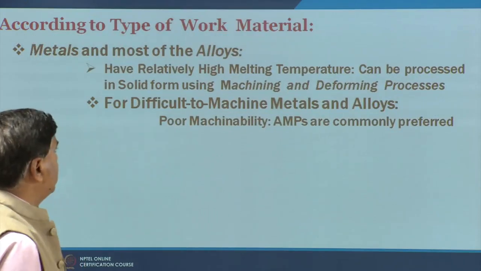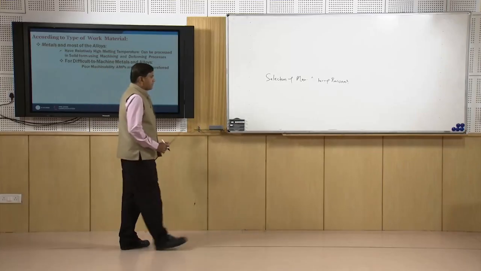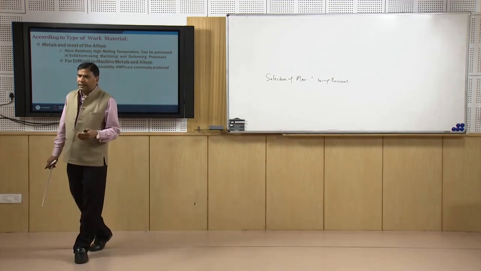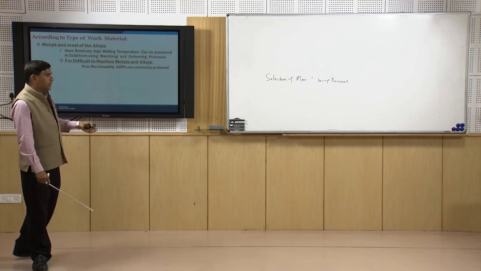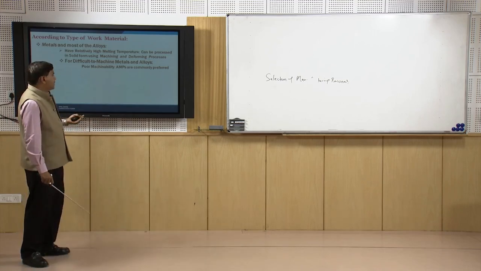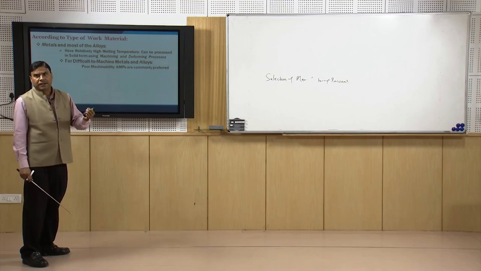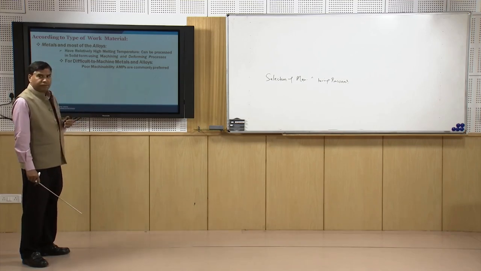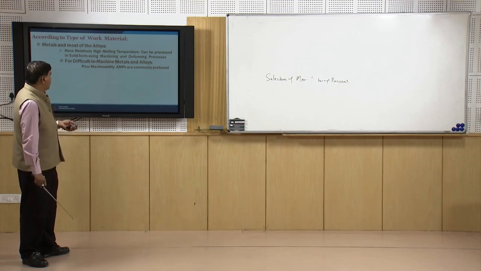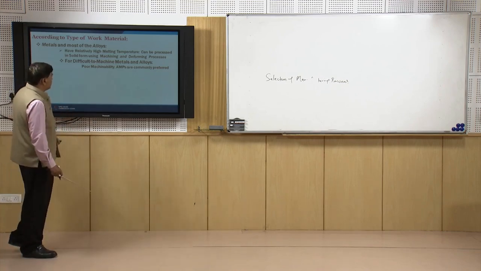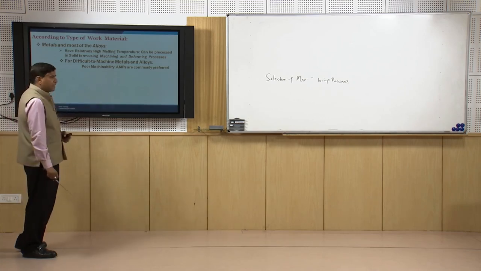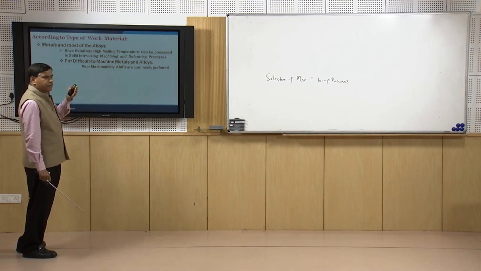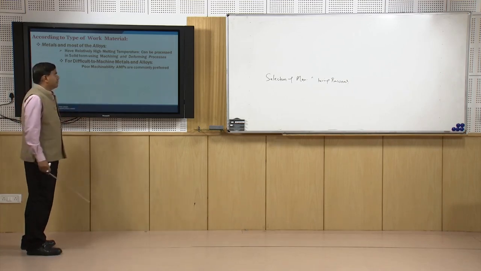Now, based on the workpiece material, as I have said, low melting point metals are preferred to be processed through the casting route, and low yield strength and high ductility metals are preferred to be processed through formation or deformation based processes. But still in each category we will see that certain unique features are there which will be forcing us to select a particular kind of process.